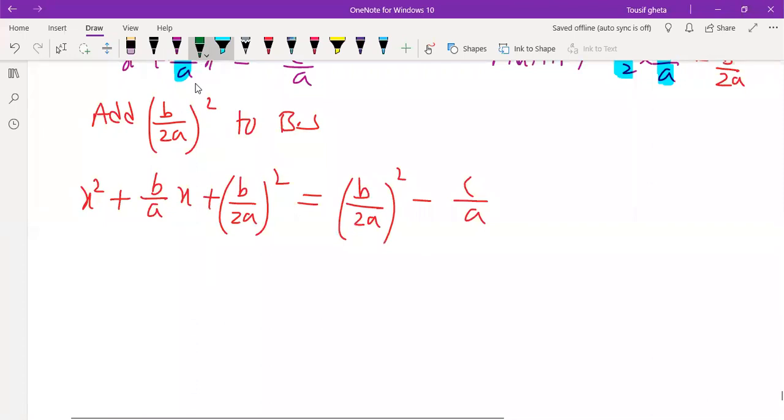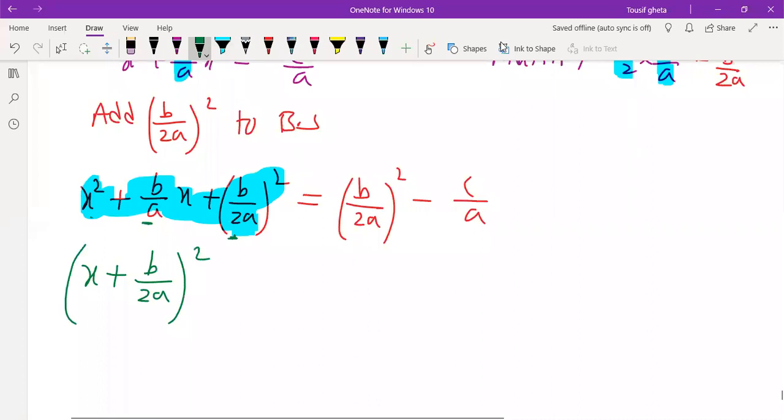Okay. So this is a perfect square. This is the whole perfect square. It is like a plus b whole square, so I can write a square plus 2ab plus b square. So this is equal to b square divided by 4a square minus c by a. Now we should take the right hand side LCM.